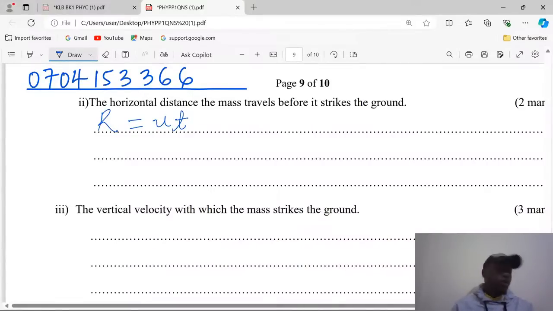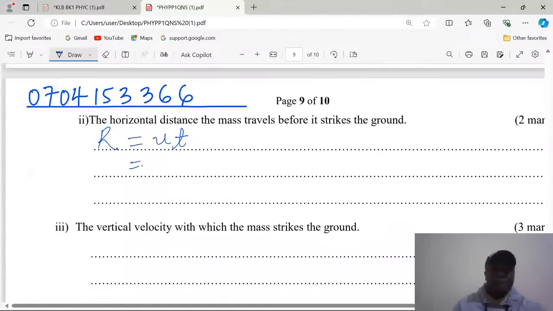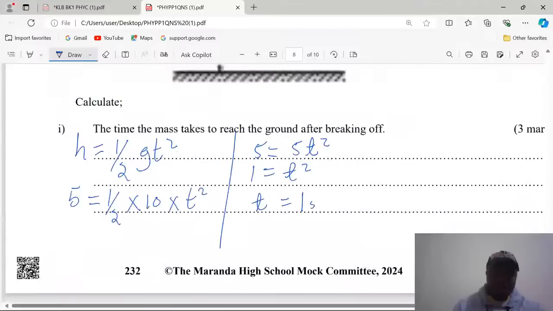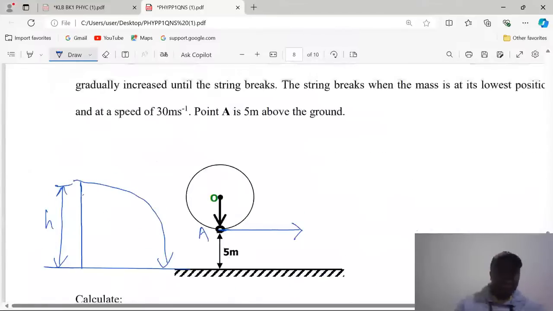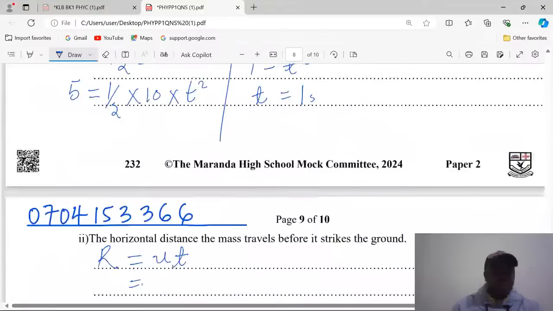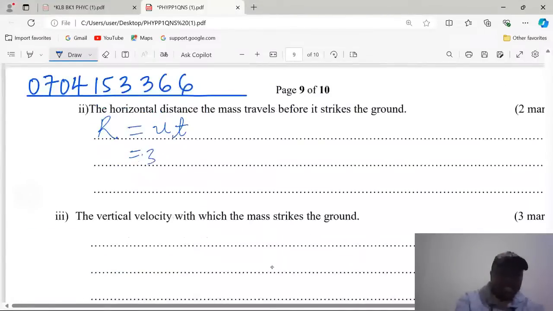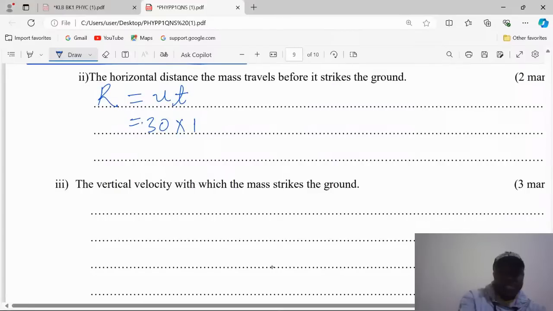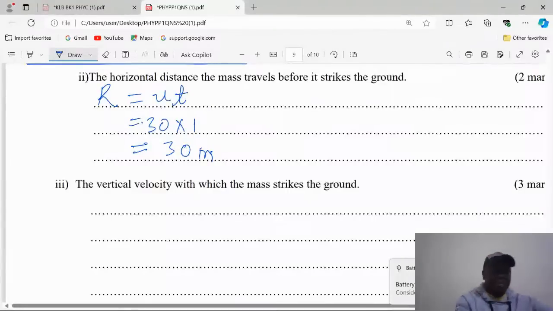U is the initial velocity of this body. So it breaks off with a velocity of 30 meters per second, according to the instructions here, at a speed of 30 meters per second. Therefore, we shall say a speed of 30 times a time of 1 second gives us a distance of 30 meters. So the range will be exactly 30 meters.